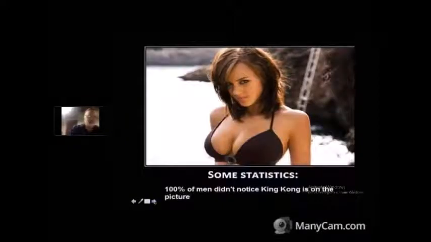And then a real obvious one right here is one I'm going to get most people on. I apologize for the rather undressed lady on the front, but 100% of the men didn't even notice that King Kong is in this picture. So we need to learn how to observe through all this clutter, observe without biases, observe without our concepts getting in the way.